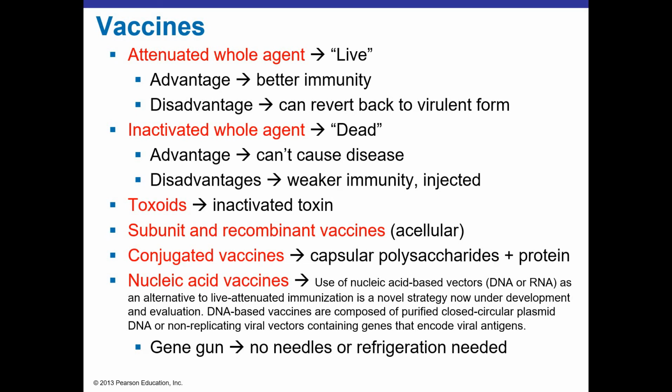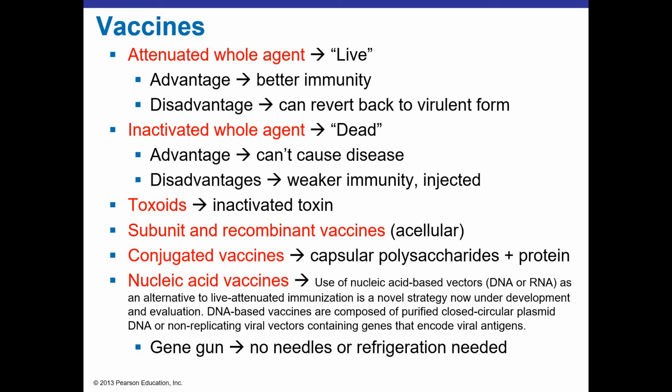It is best to not have to use the whole agent if possible. So we now have what are subunit and recombinant vaccines. They are acellular, meaning they're not the whole cell. So you're finding an antigenic component, either of a cell wall or a membrane or something that is going to be able to be used to cause the immune system to respond. But when it sees the whole agent naturally, it's going to provoke an immune response that is protective.